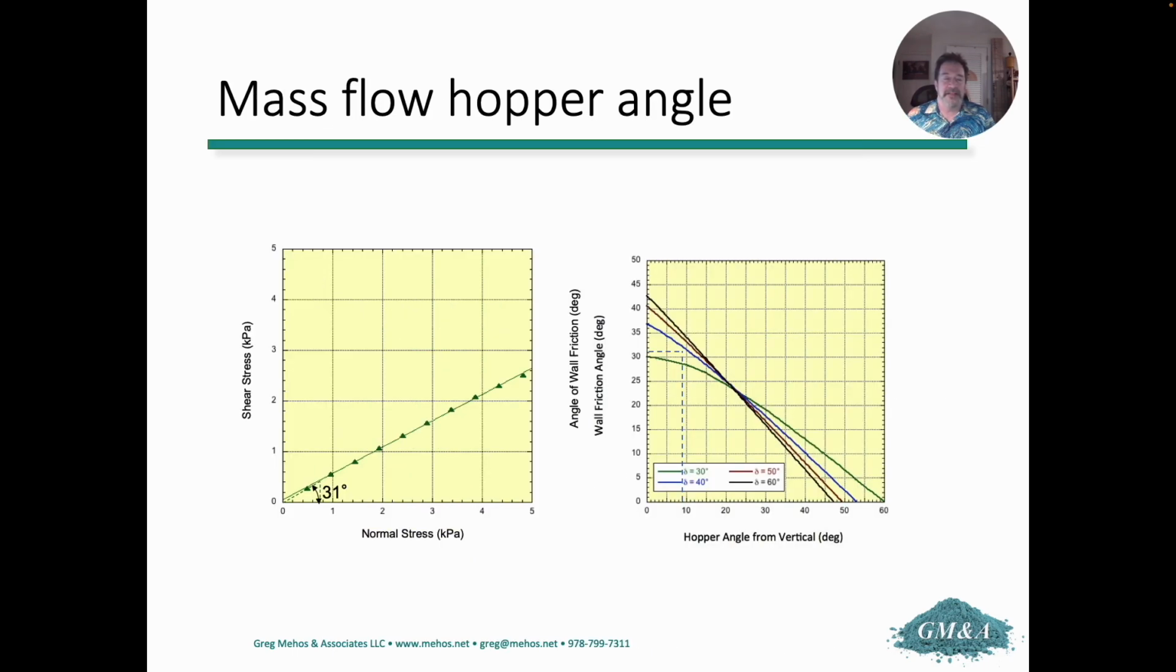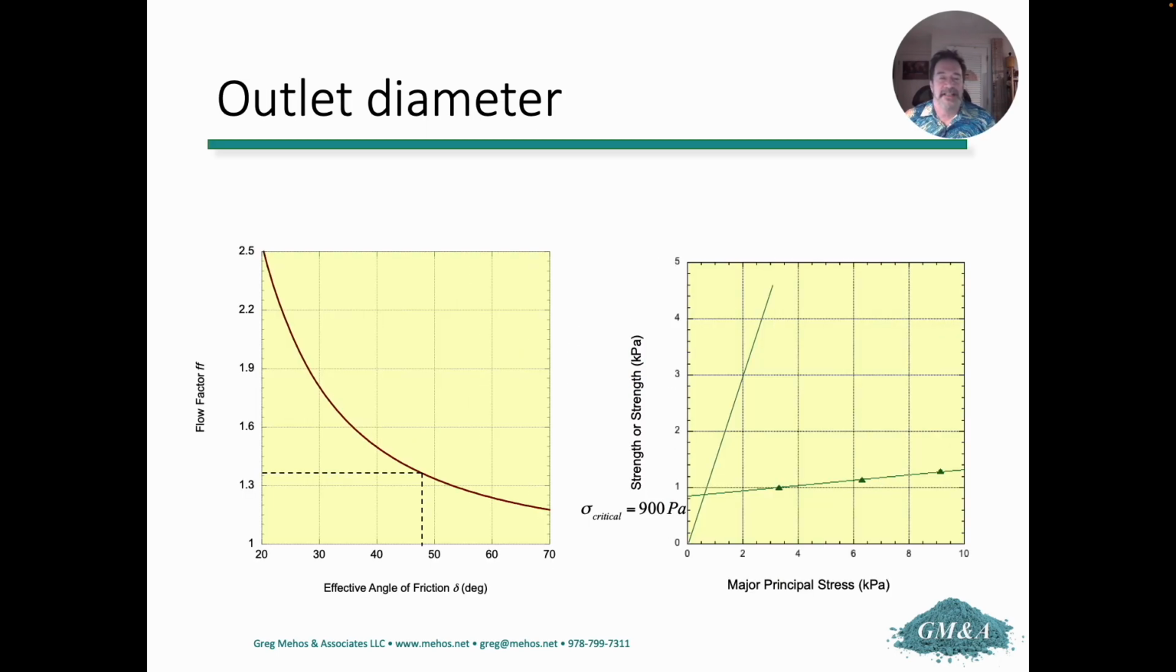So now we go through Janicki's procedure. The last step is we measure the wall friction angle at the outlet pressure. We see that's 31 degrees. From that, we're able to calculate the recommended mass flow hopper angle, which is 9 degrees. It's going to be ugly, but it is what it is. We're able to calculate the flow factor knowing the effective angle of friction, which is about 1.332. We plot the flow factor together with the flow function.